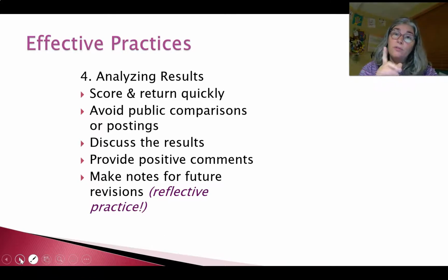And make notes for yourself for future revisions. This goes into that category of reflective practice, that none of us are perfect as teachers and we always need to improve. After your assessments, make notes to yourself. What were your students' weaknesses? How might you improve upon that in the future? What about the weaknesses or strengths of the assessment tool itself? Were there some bad questions that you might want to rethink or get rid of?